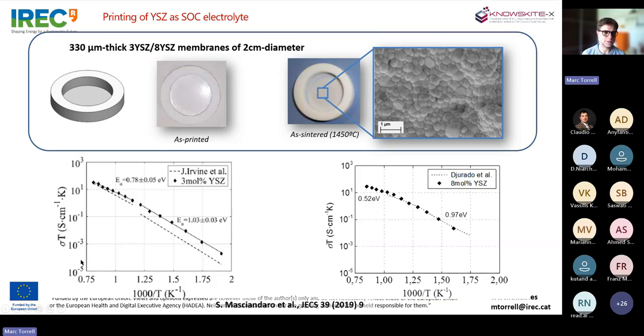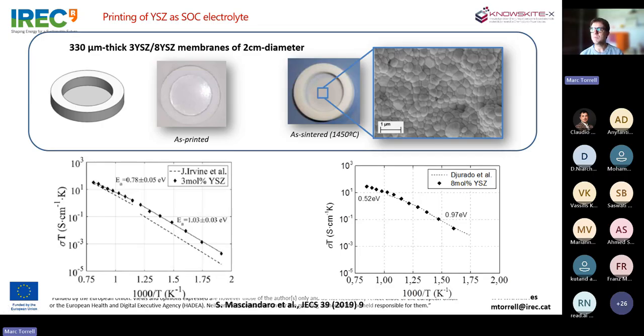This is the ionic conductivity times T, plotted against the inverse of the temperature on an Arrhenius plot. And here you have the activation energy of this electrolyte. In this case, 3% yttria-doped zirconia. And we have exactly the same values that we expect for the conventional electrolytes. The same we did with the 8% yttria-doped zirconia, actually having the same behavior, the same values of ionic conductivity.